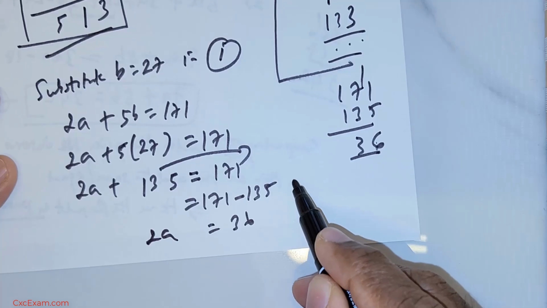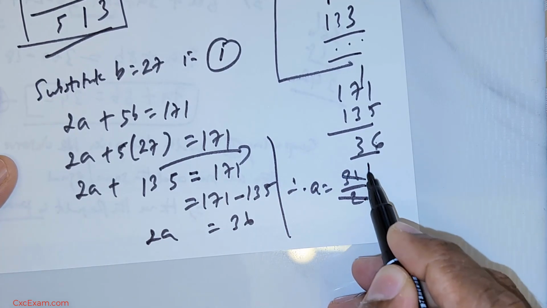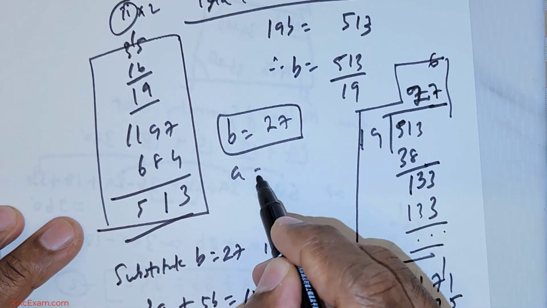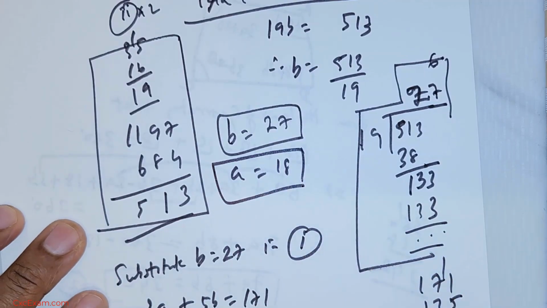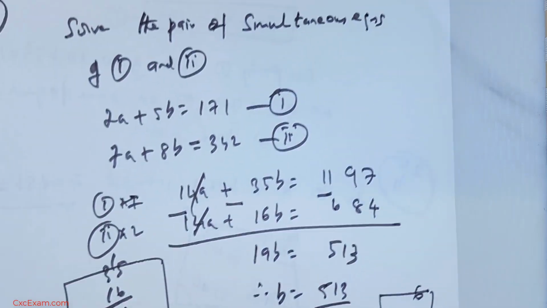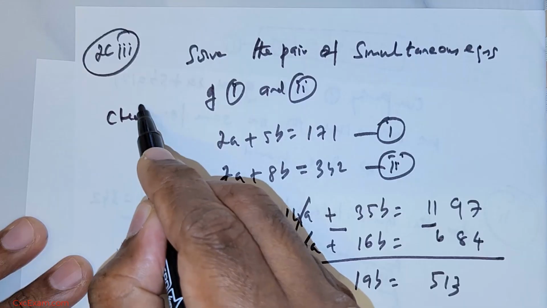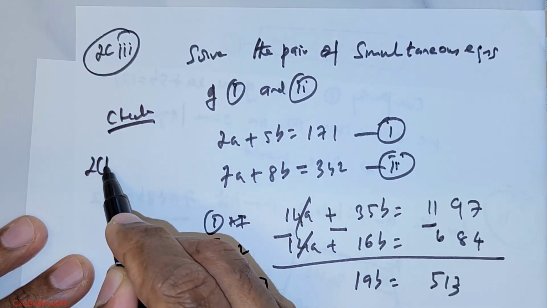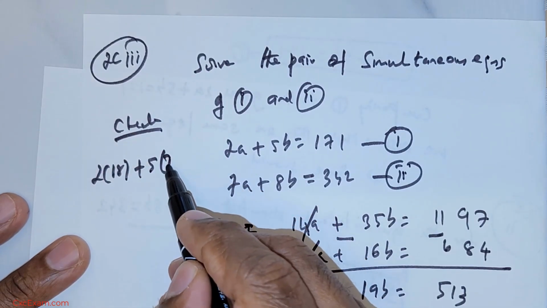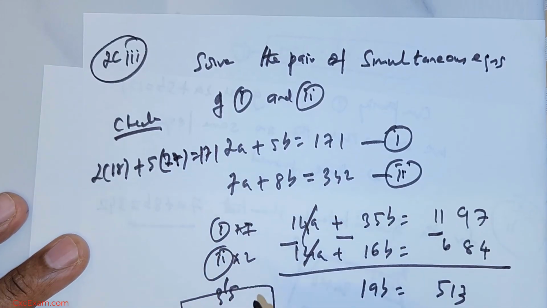And you have 2a there. So therefore a is equal to 36 divided by 2. 2 divides 18 times. So a is equal to 18. So this is what you got. So a is equal to 18. Now you can go forth and perform one more thing. You can do the check. So what I'm going to do is a check. So 2 times a, where a is equal to 18, and b is equal to 27. You substitute these two, you should get 171.